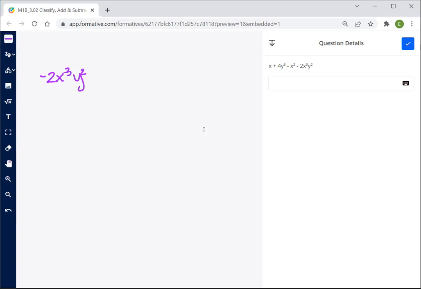The next highest would be y to the third because its degree is 3. So that would be plus 4y to the third. The next highest degree would be the second power. And then always remember x has a power of 1, so it'd be last. So we get -2x to the third y to the second, plus 4y to the third, minus x to the second, plus x would be standard form.